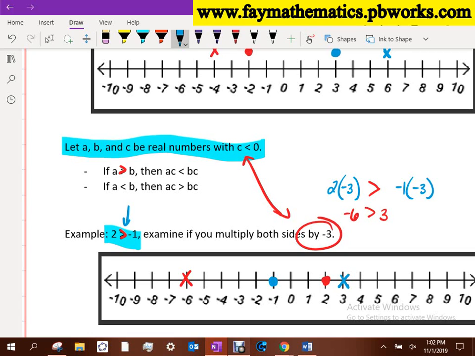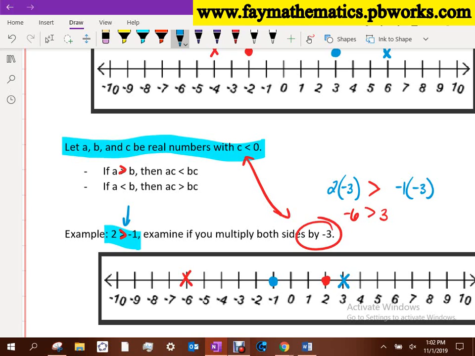So do you see how, if I look at just the dots, blue is to the left of red, right? When I look at the x's after I've multiplied both sides by a negative, now the orange is left of blue. It flipped the order of them, okay? So we have to be aware of that. We have to pay attention to that.